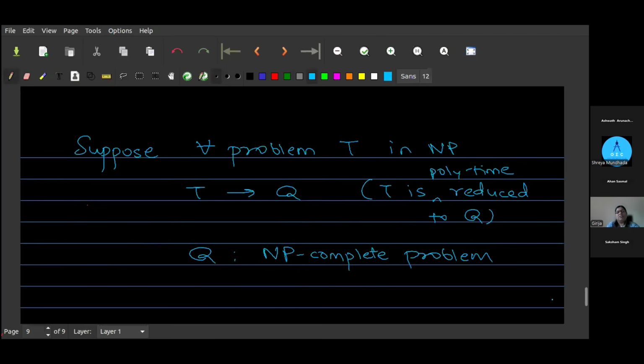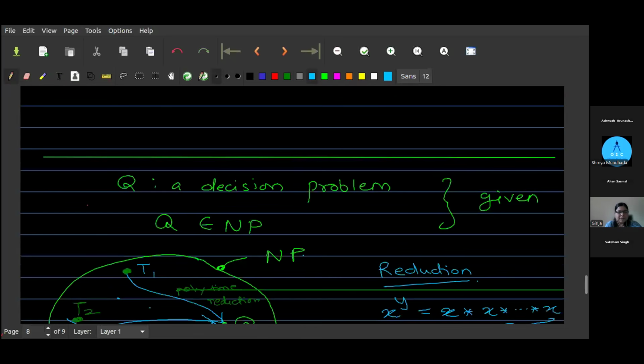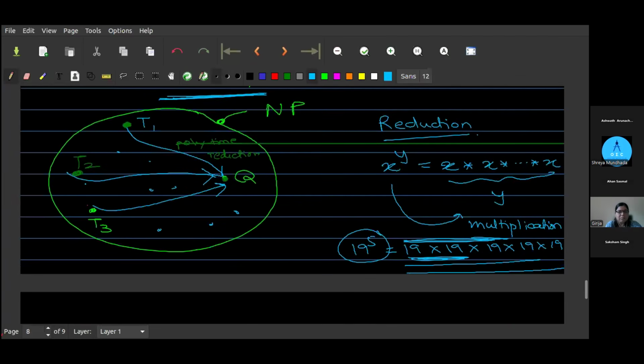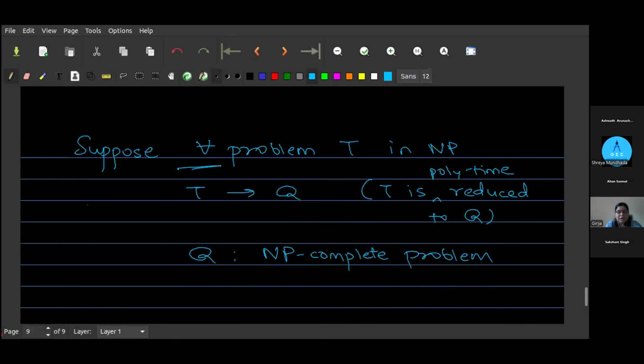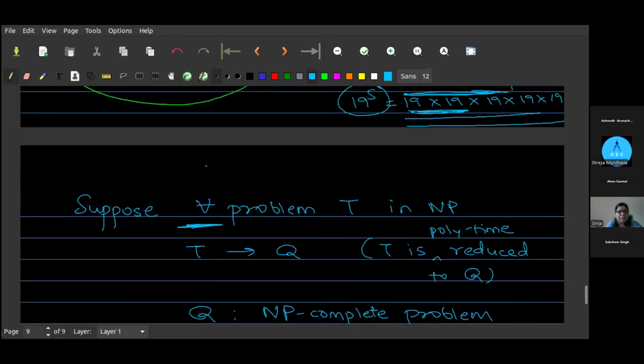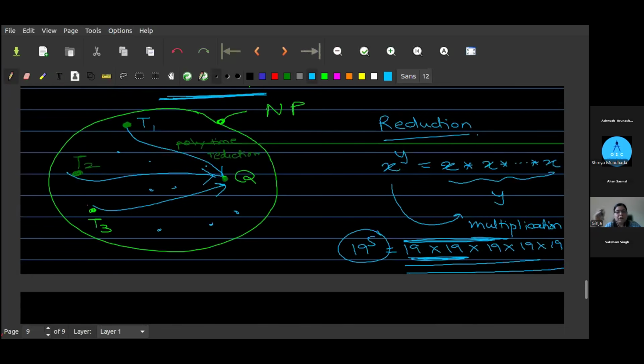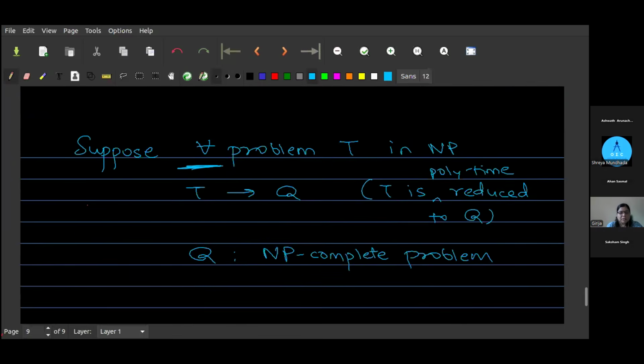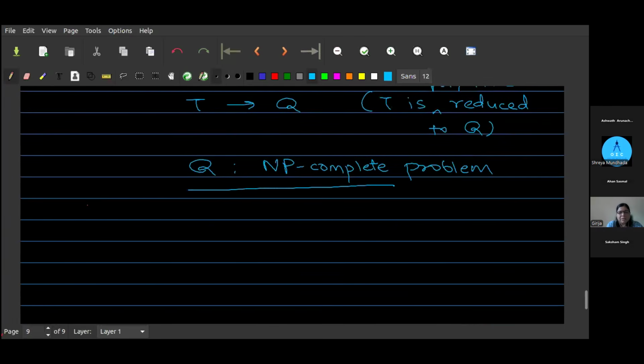I have jumped a bit here; I have not defined a few other classes. So if Q is in NP, and every other problem in NP reduces to Q, every other, not some of them, every problem in NP you can reduce to Q in polynomial time, then this is called an NP complete problem.